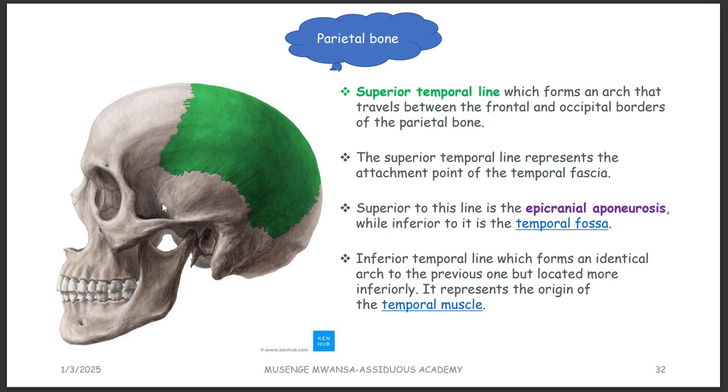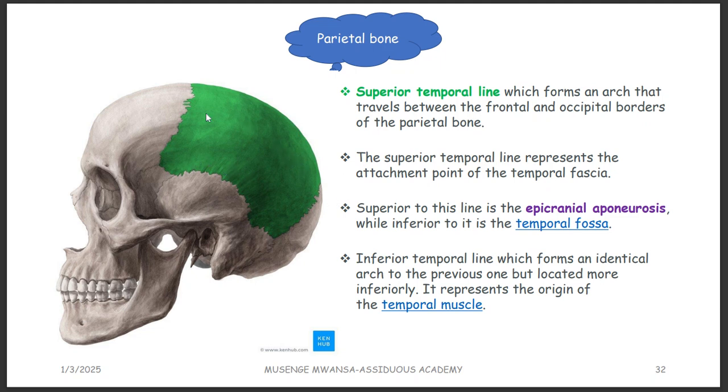These are important because this space here that you can see is an important space. We call it the temporal fossa. The limits of the temporal fossa are the superior temporal line and the inferior temporal line. It is going to be a topic, the temporal fossa, so don't worry about that very much. It's to these temporal lines that we have the attachment of what we call the temporal fascia. And then we also have the muscle here. It's a muscle of mastication which we call the temporalis.